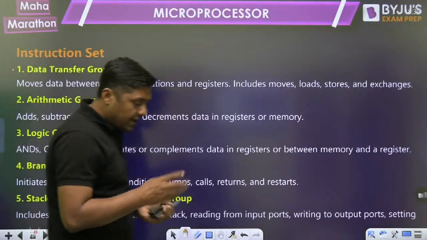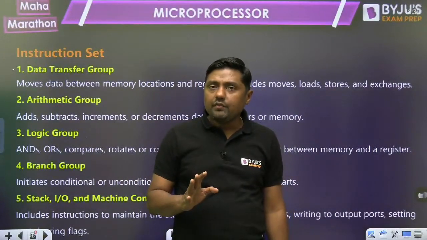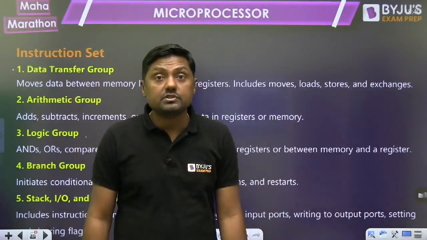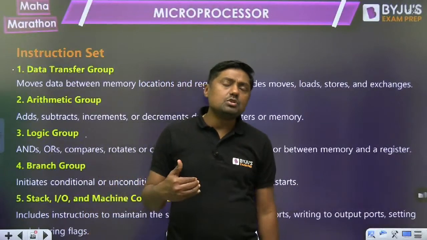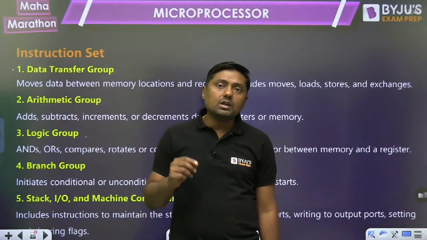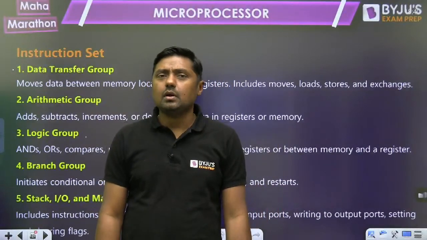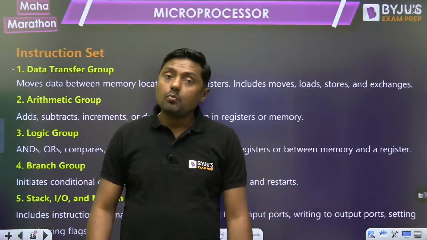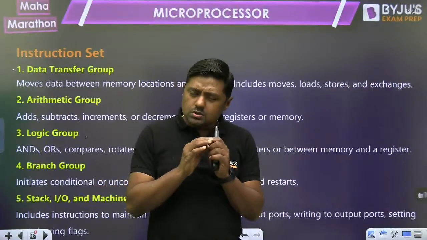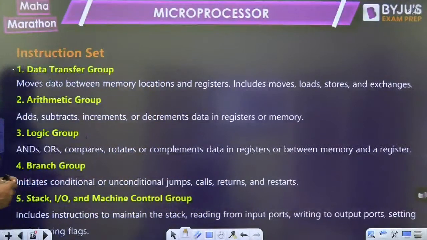Arithmetic means addition, subtraction, increment, decrement. We do not have instructions for multiplication and division. No direct instruction for multiplication and division; we have to write a program. Multiplication means multiple addition, and division means multiple subtraction. With the help of multiple addition, we can do multiplication. With the help of multiple subtraction, we can do division. So that is the concept. So no separate instruction for multiplication and division in the case of 8085. Now logical group.